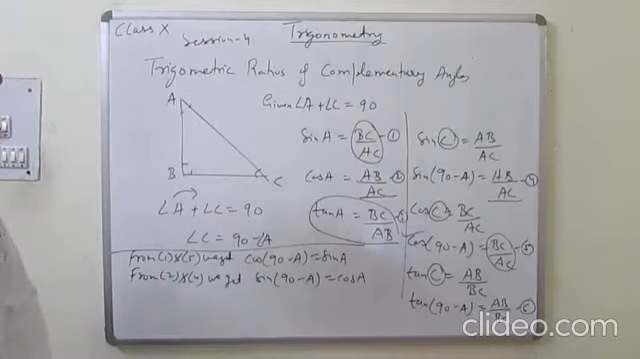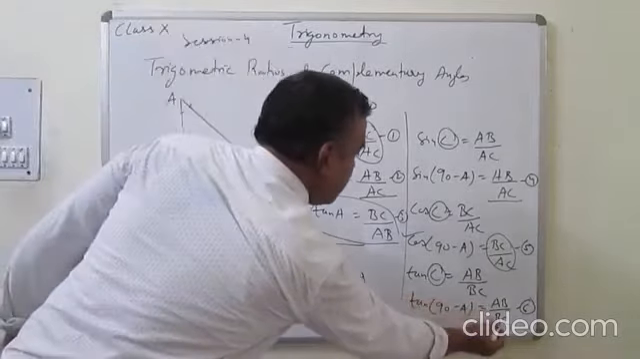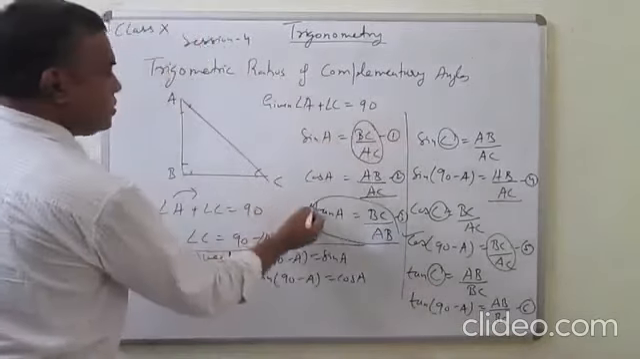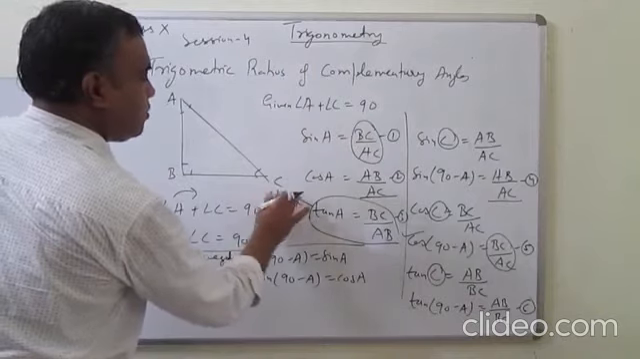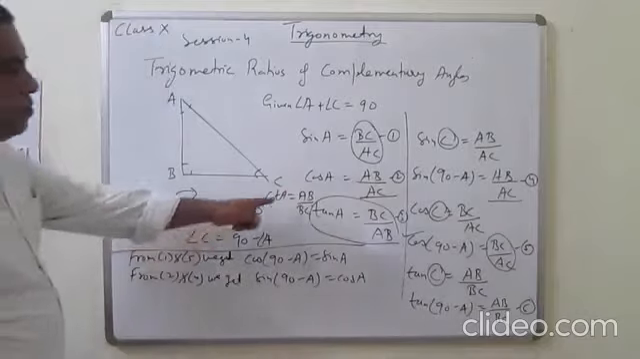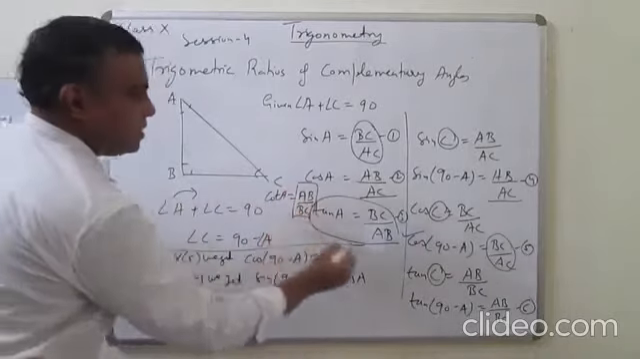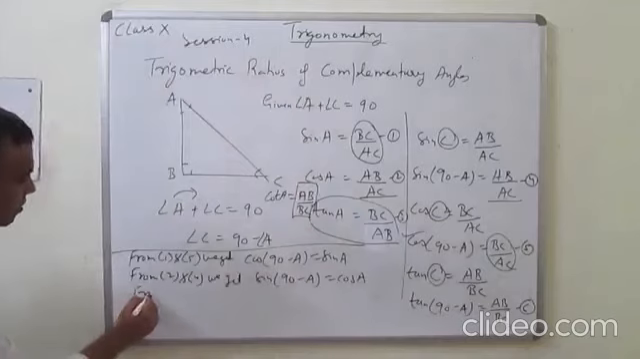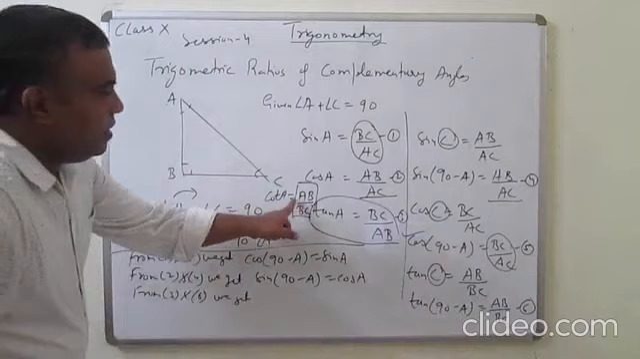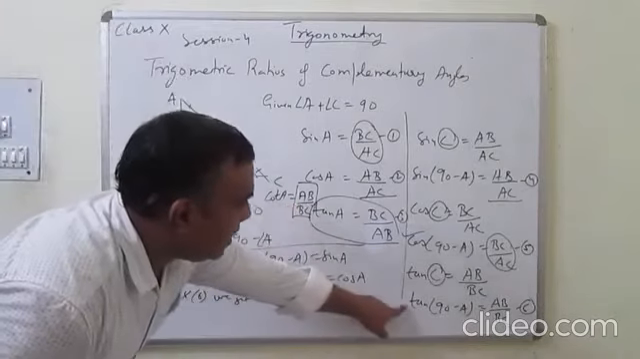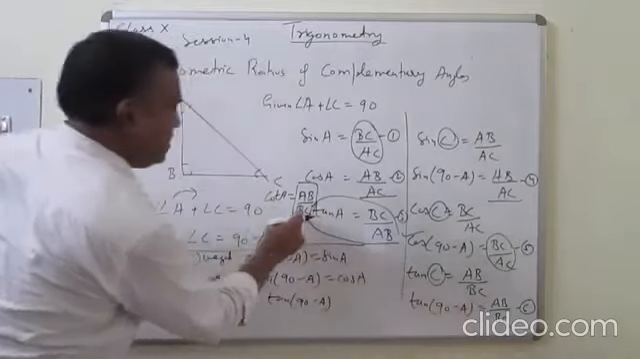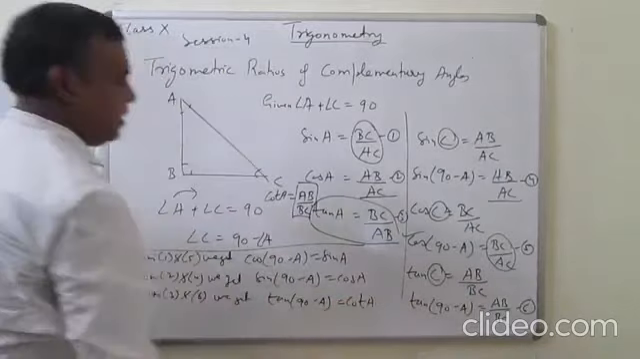Tan C कितना होता है? AB upon BC. Now see here it is AB upon BC and here it is BC upon AB. So इसको अपन क्या लिख सकते हैं, cot A is equal to reciprocal कर दीजिए, AB upon BC. Now from third and sixth we get tan 90 minus A is equal to AB upon BC, किसके बराबर हो गया, cot A.